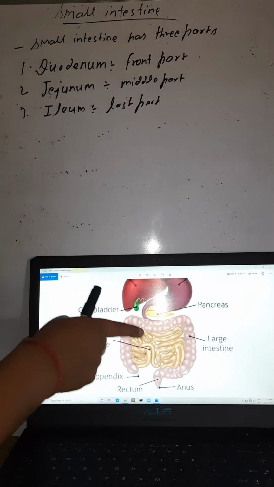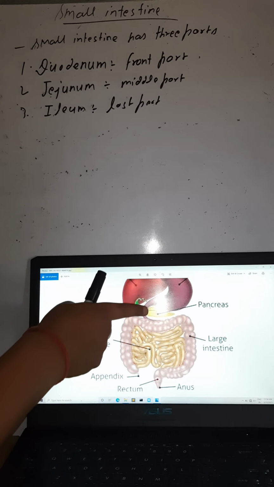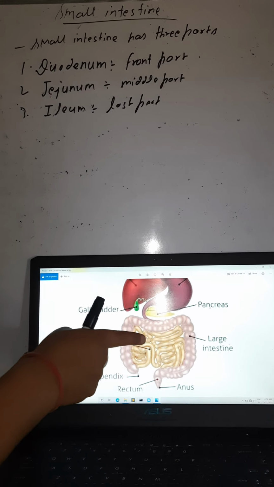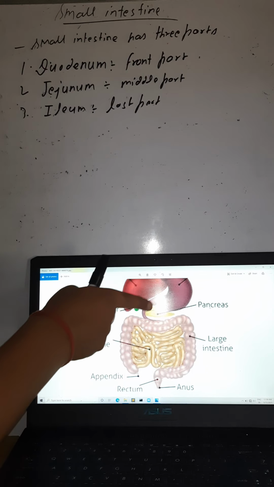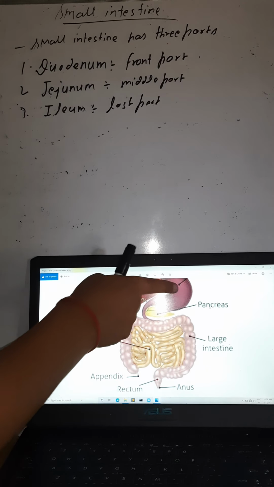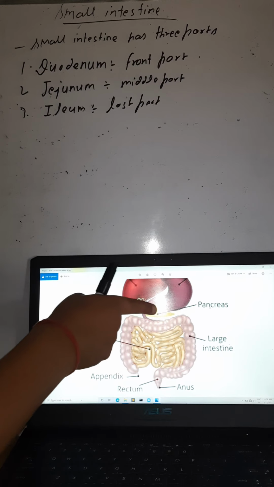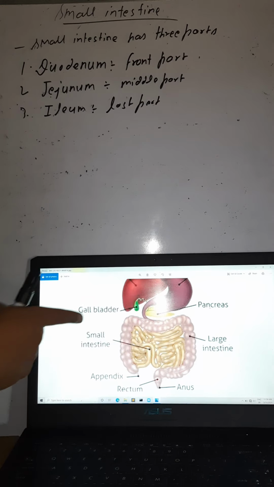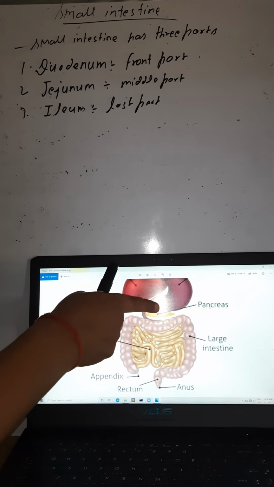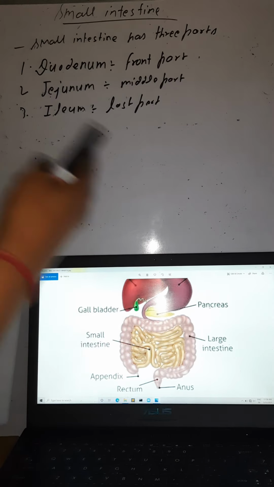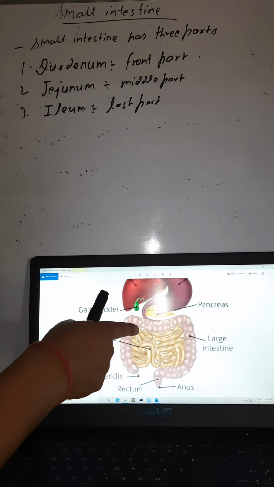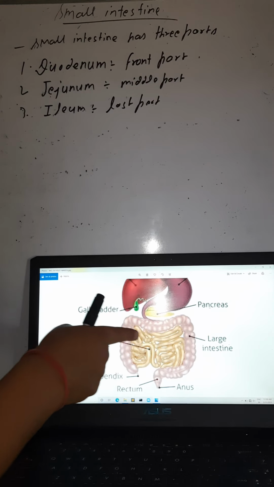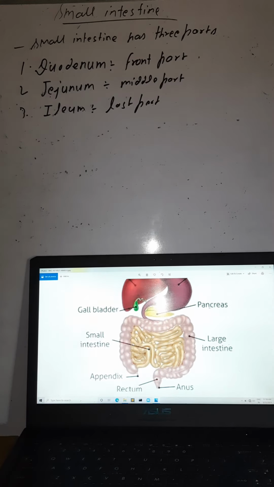When the food enters the duodenum, the gallbladder secretes the bile juice, and it goes into the duodenum. At the same time, there is the pancreas, the creamy colored structure you can see down by the stomach. The pancreas also secretes pancreatic juice, a digestive juice. Both these juices help in the digestion process in the duodenum, the front part of the small intestine. So this is the function of the duodenum.